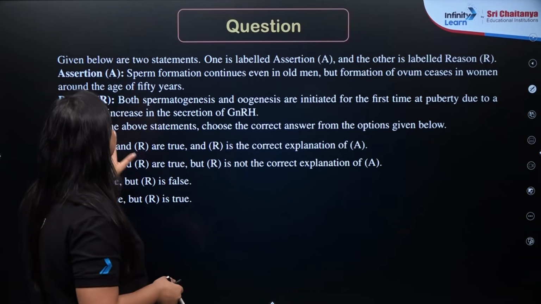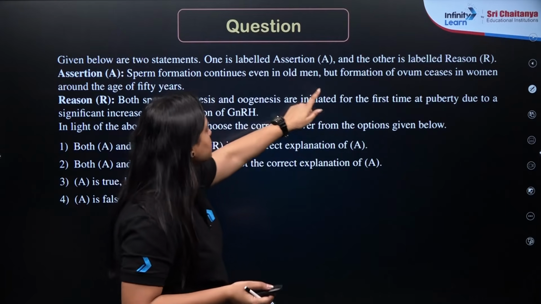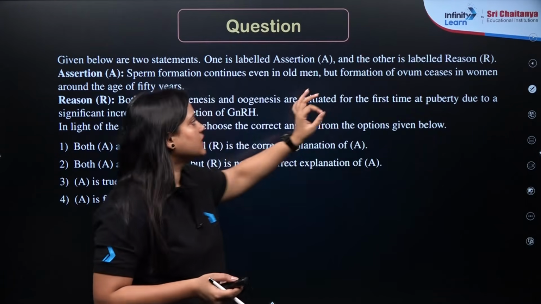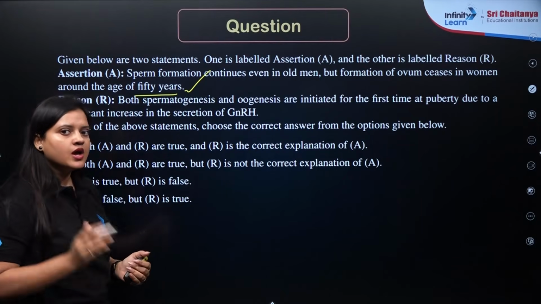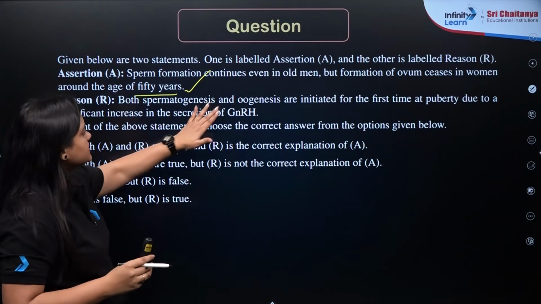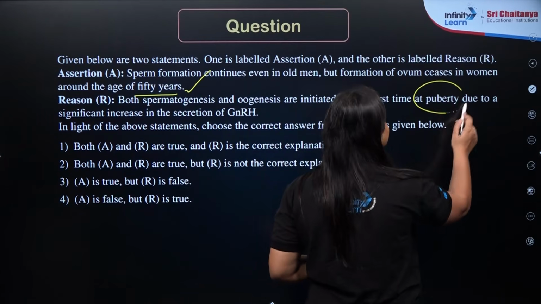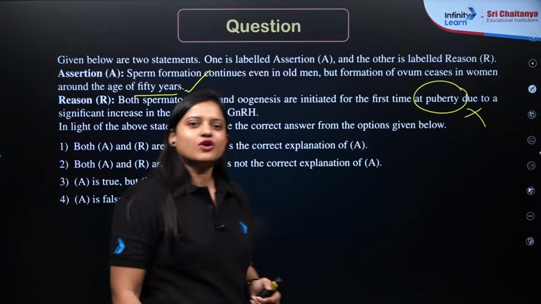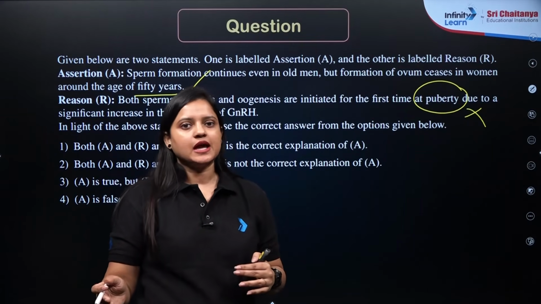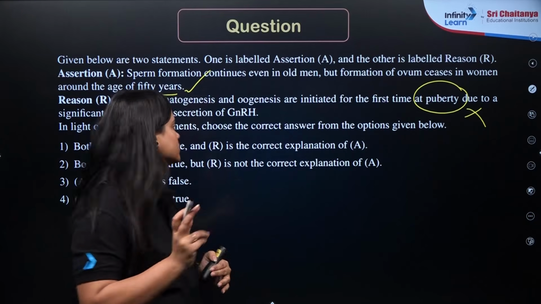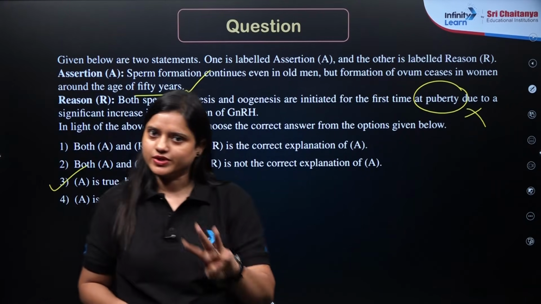Next. Assertion says sperm formation continues even in old men, but formation of ovum ceases in women after the age of 50 years. So that is true. Both spermatogenesis and oogenesis are initiated for the first time at puberty. This is wrong. So when we talk about onset of spermatogenesis, it is at the time of puberty but not oogenesis. So this is wrong. So assertion is true, reason is false, answer should be 3.